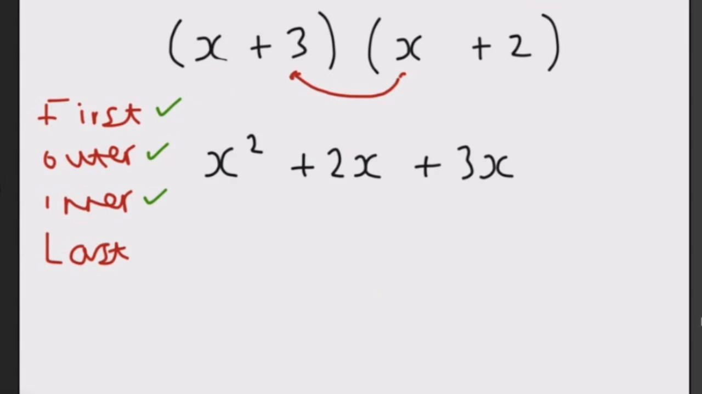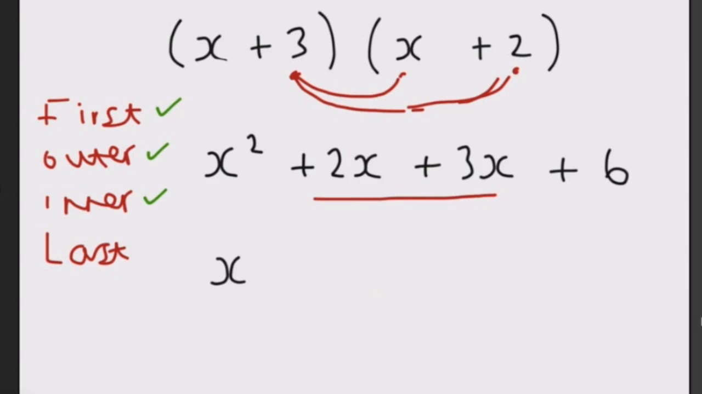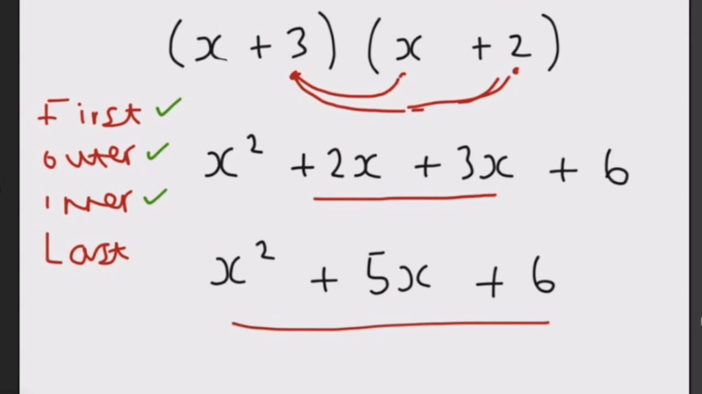And then finally we're going to times the last terms. So that's the 3 and the 2. The two terms that are last inside the brackets. 3 multiplied by 2 gives me plus 6. So now finally, these two central terms, or the two in the middle, will normally simplify. So in this case, x squared plus 2x plus 3x gives me my plus 5x again. And then we have our plus 6 on the end. So we've got the same answer as we did before.